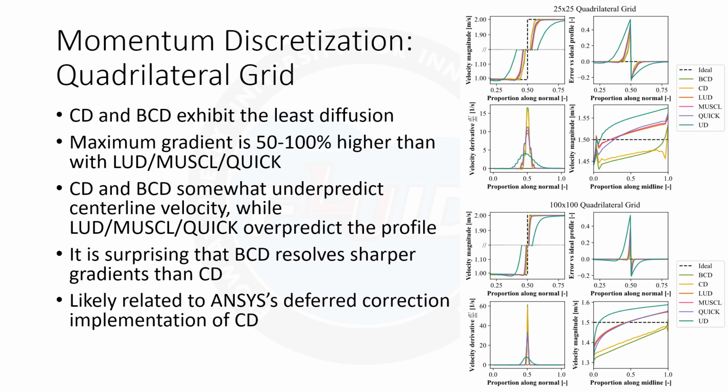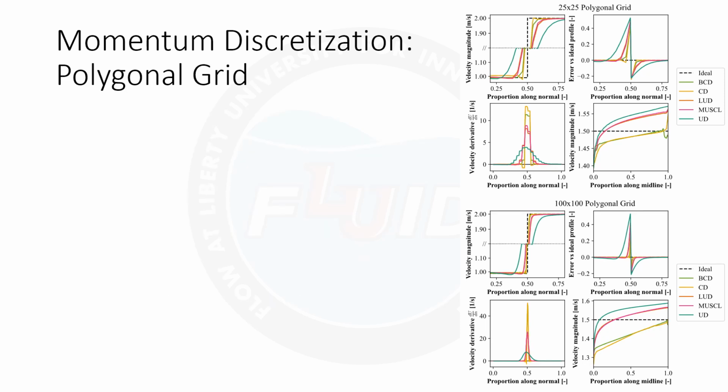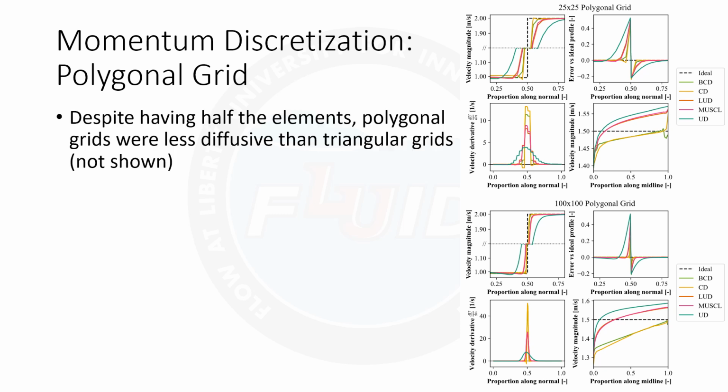But what's likely going on here is that ANSYS implements a deferred correction scheme in their pure central differencing scheme, where they calculate an implicit upwind differencing first order term, and then they use an explicit correction term to hopefully recover that to central differencing. One would expect that in a steady solver with sufficient iterations that recovery would happen, but that's not what we found here. Now let's briefly take a look at the results on the polygonal grids.